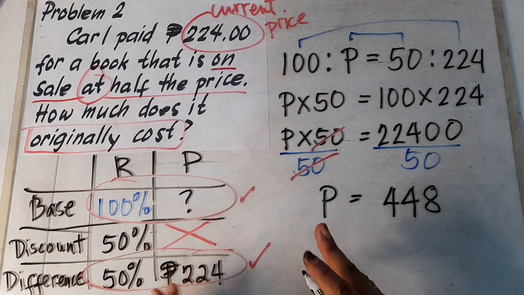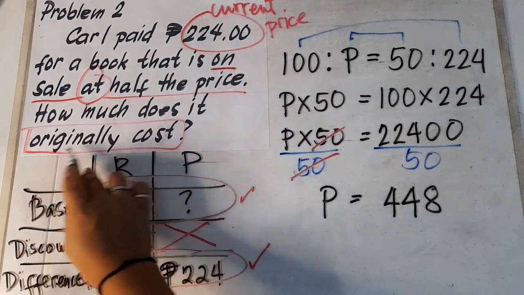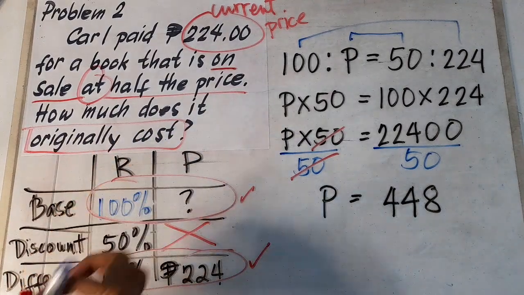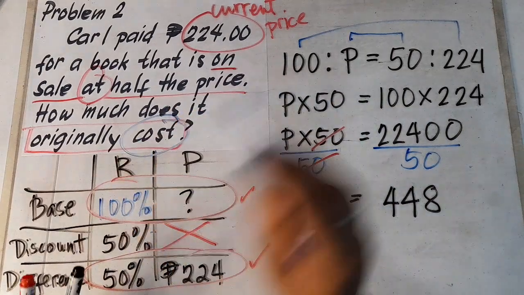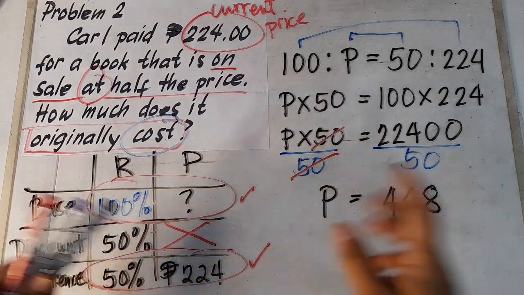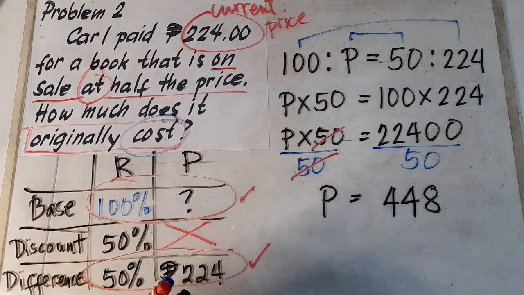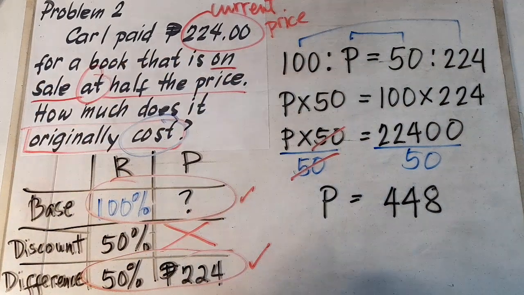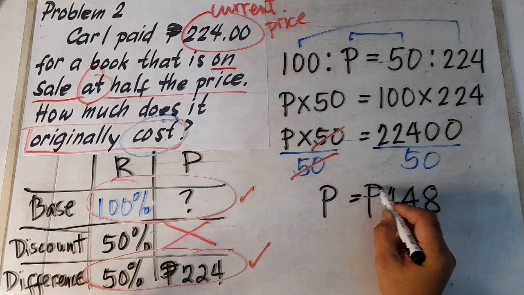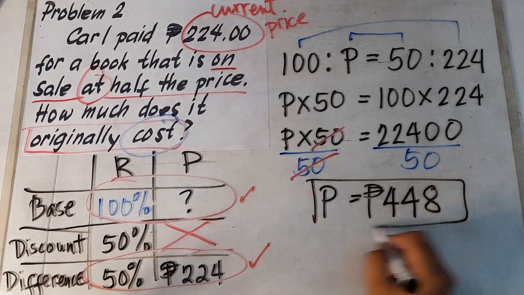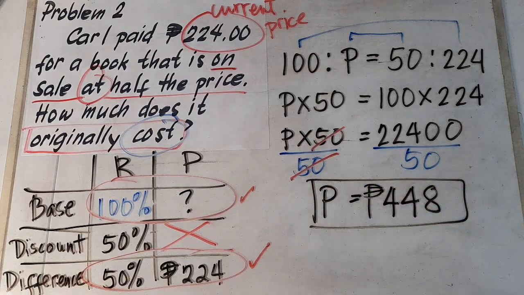Now, are we done? Hindi pa. Let's go back to our problem. How much does it originally cost? So, pag sinabing cost, malamang pera yan. And our monetary unit for this particular problem is the peso sign. Okay, so lalagyan natin yan ng peso sign. Ito yung sagot natin sa problem number 2.